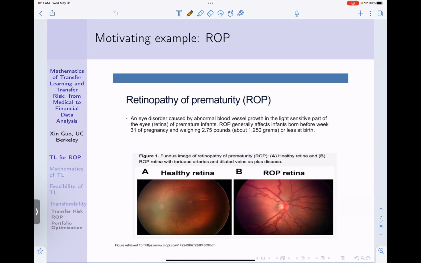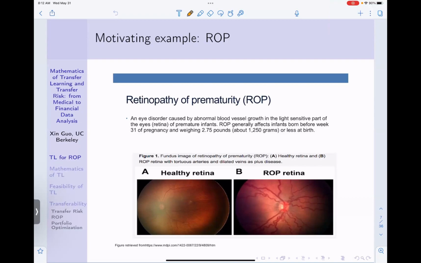There are various conjectures about why this group of infants is more vulnerable to this particular eye disease. One conjecture is that because they were put in the ICU and warmer, certain stimuli and light could have affected their blood vessel growth. As a result, in the retina of the eye, there is abnormal blood vessel growth in this very sensitive part.